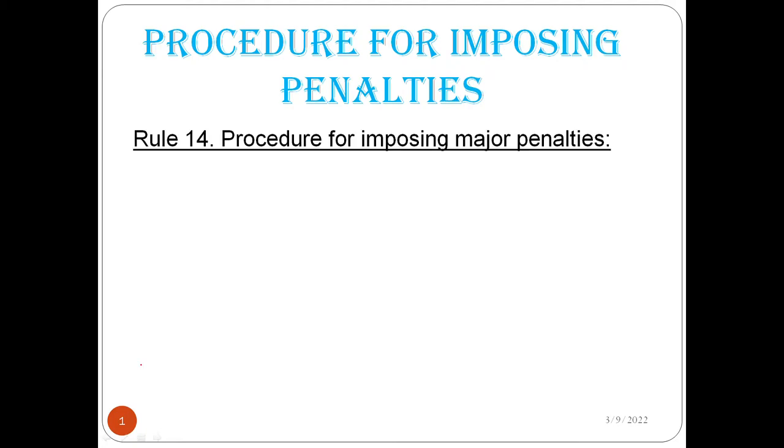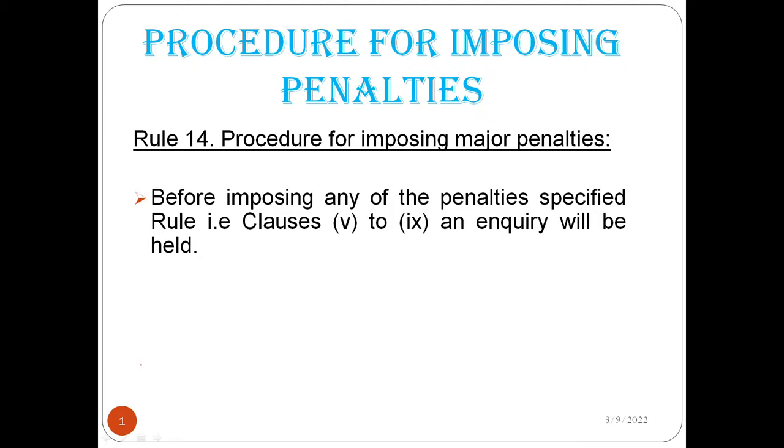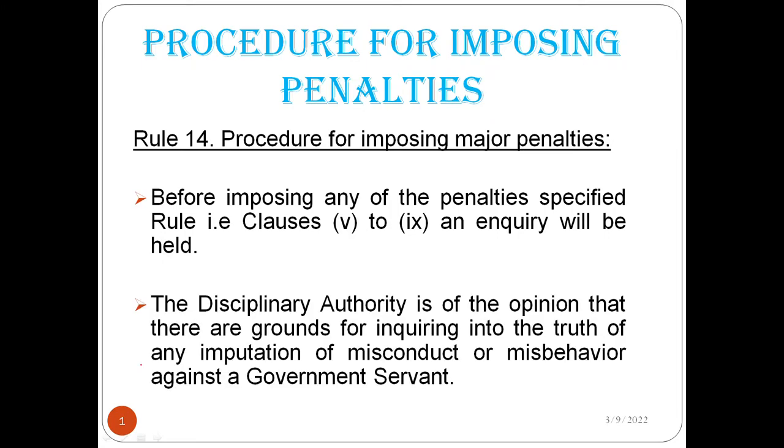Rule 14 of CCS CCA, procedure for imposing major penalties. Before imposing any of the penalties specified in rule clauses 5 to 9, an inquiry will be held. The disciplinary authority is of the opinion that there are grounds for inquiring into the truth of any imputation of misconduct or misbehavior against a government servant. If a government servant is to be imposed any punishment, inquiry is mandatory for major penalties.